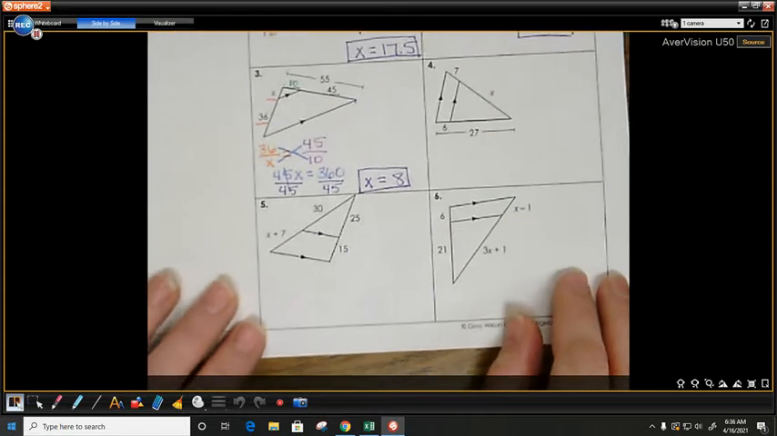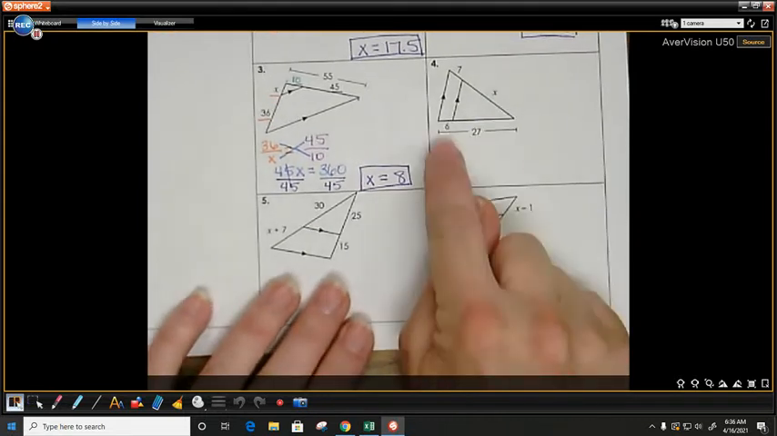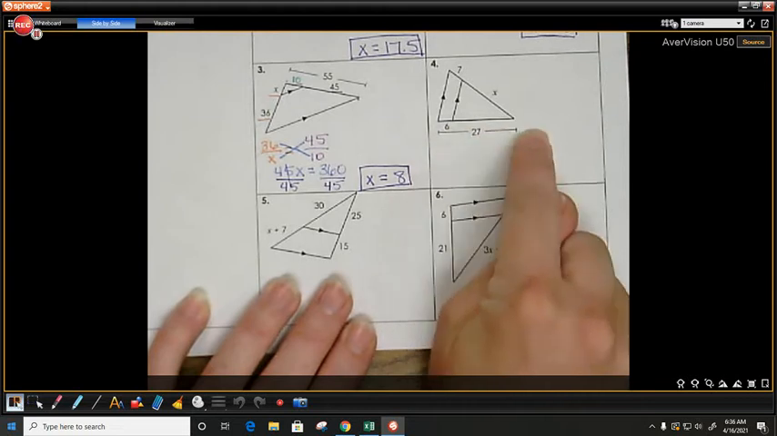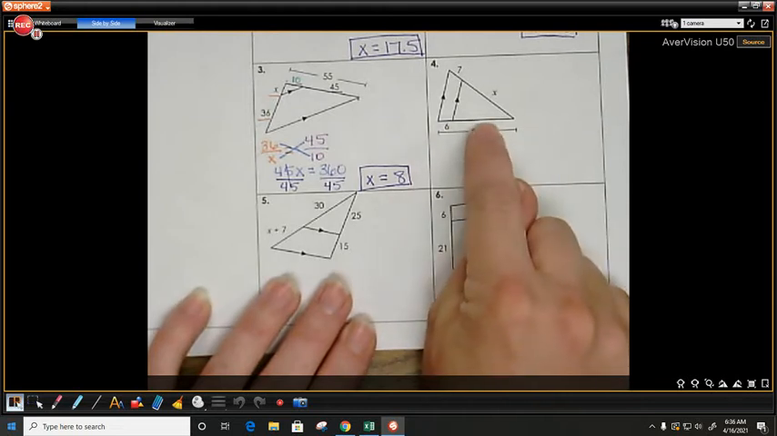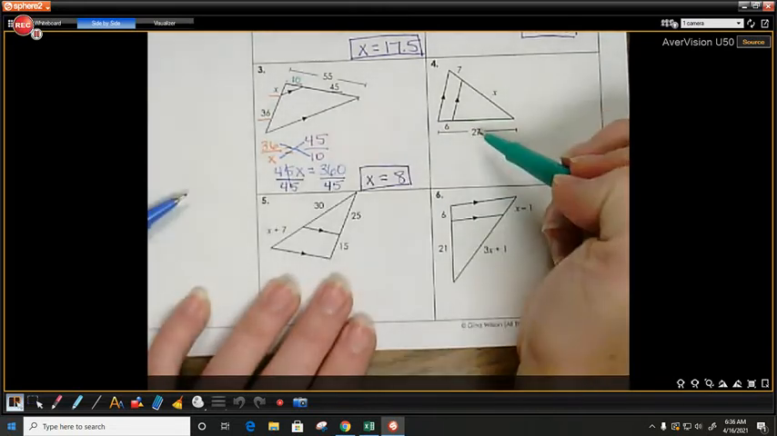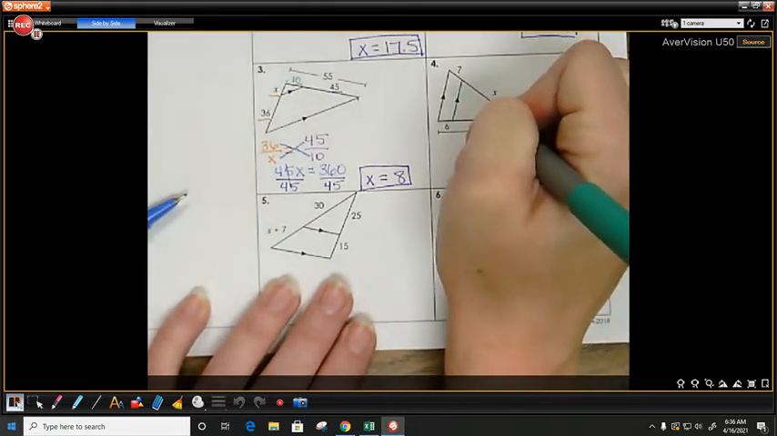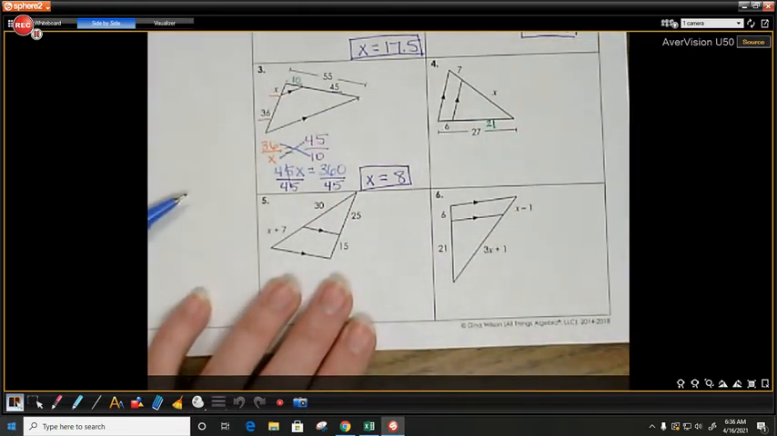Okay. This one's similar to the last one we did. It's not giving me each piece, it's giving me one piece of the side of the triangle and then the whole length. So I need to figure out what this piece is. So I'm going to do 27 minus 6 is 21. So this segment is 21.